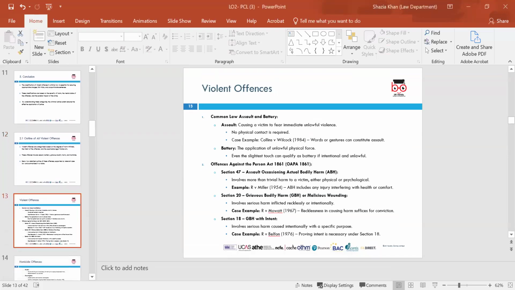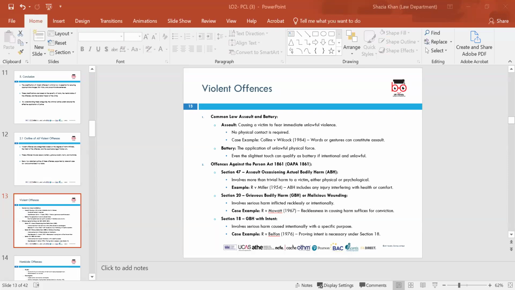Violent offences, so common assault and battery. Common assault and battery are separate summary offences that involve intentionally or recklessly causing someone to fear or experience unlawful force. Common assault involves causing someone to fear immediate unlawful violence. It can include unlawful touching without injury. Common assault can be tried in the magistrates' court, and the maximum penalty is 6 months in prison, a fine, or community order. The case example here is the case of Collins and Wilcock, 1984. Words or gestures can constitute assault.